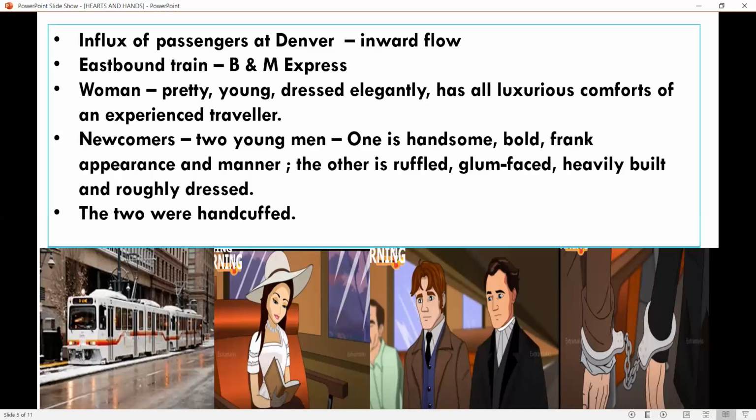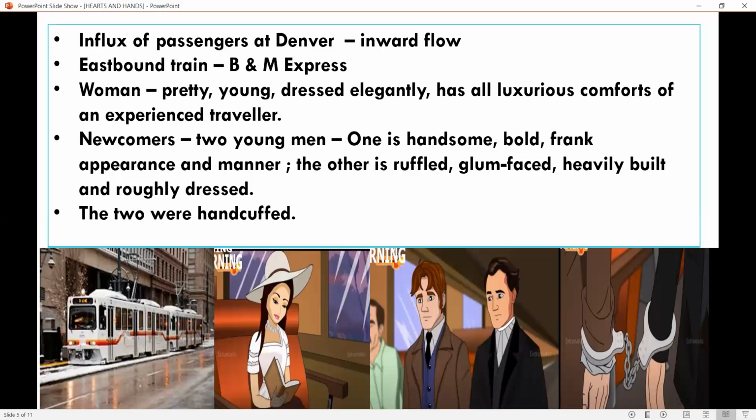And what is she surrounded by? She's surrounded by all the luxurious comforts of an experienced traveler. When you look around her, you understand that she is an experienced traveler. She's so much used to traveling and she knows what to carry with her while traveling. All right. And all those things are there around her.